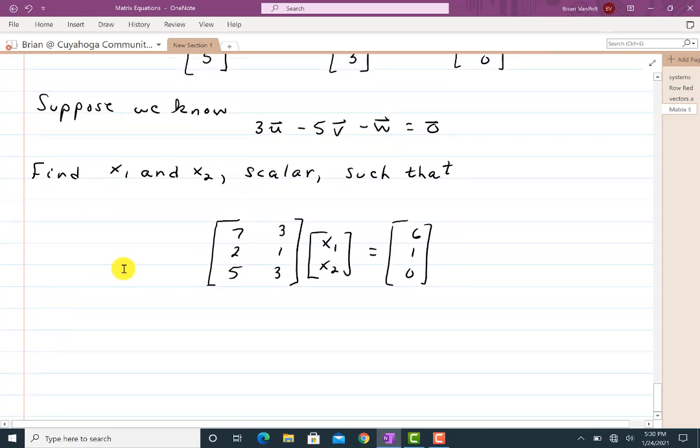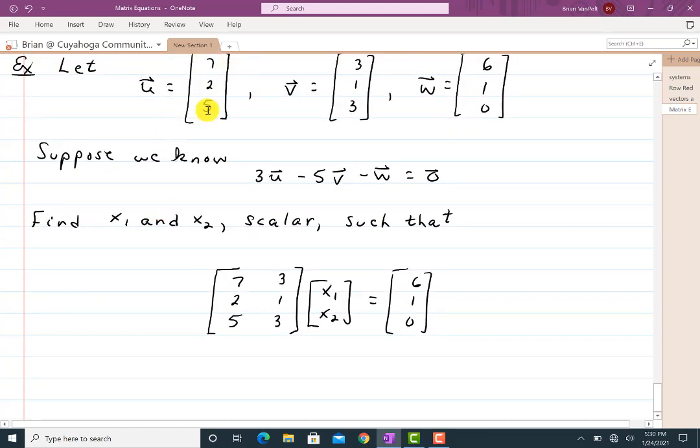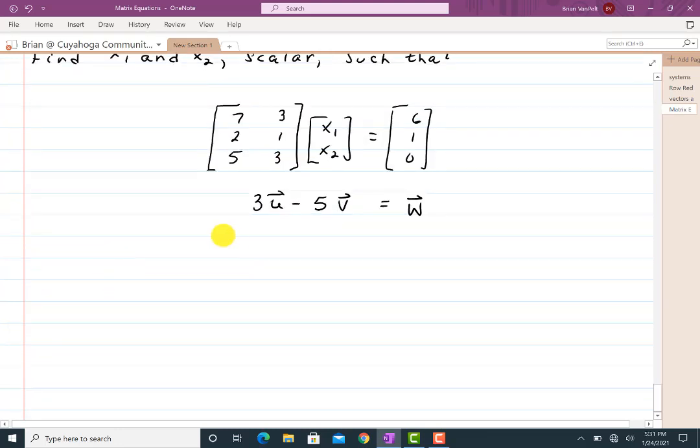Well, what's interesting is what they gave us up here is equal to the 0 vector. That's important. Notice that column 1 is this vector, column 2 is this vector, and the answer vector is this w over here. But we are given this information here. So basically what we have is a matrix times x1, x2, and this thing over here is w. But we already know that 3u minus 5v equals w. We already have that information, and that is w there. There's u and there's v. So we can change our matrix equation without actually doing any work.